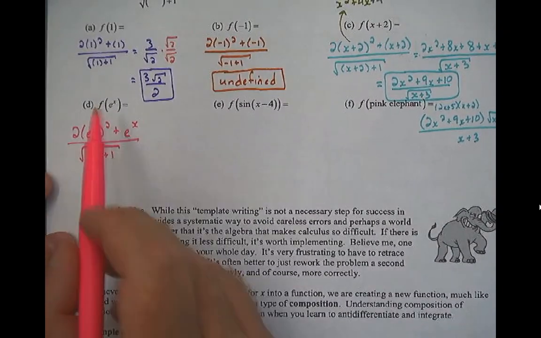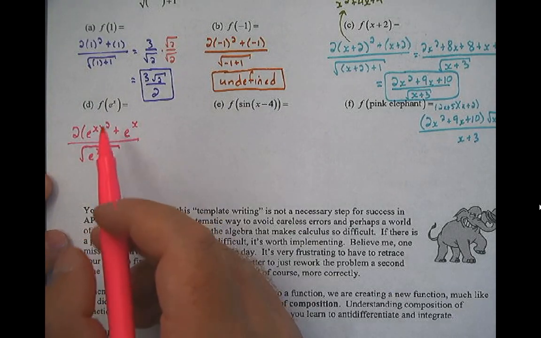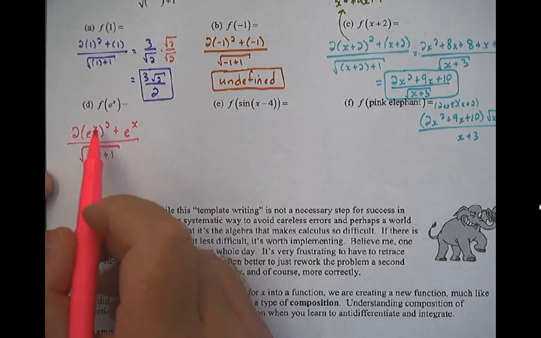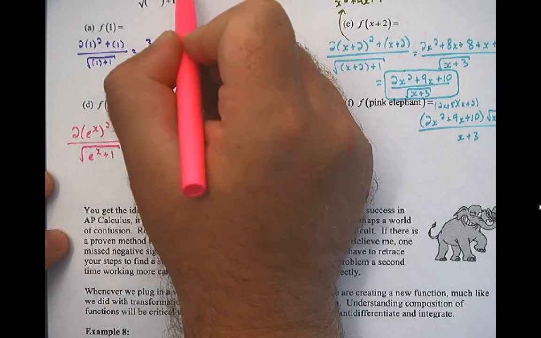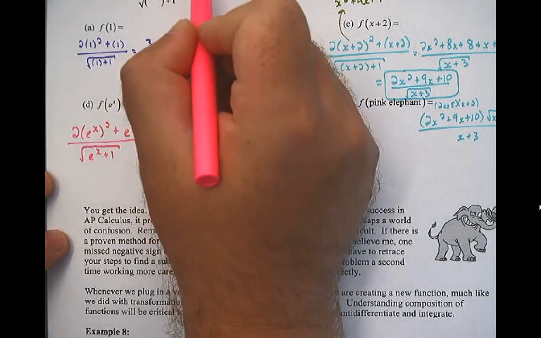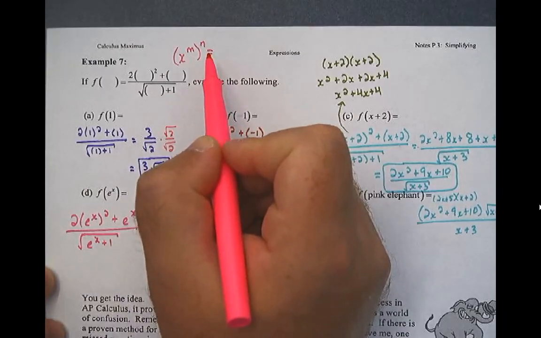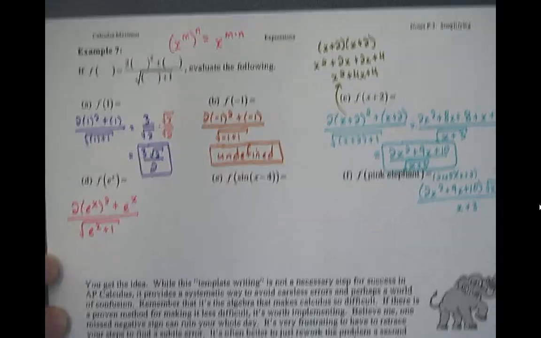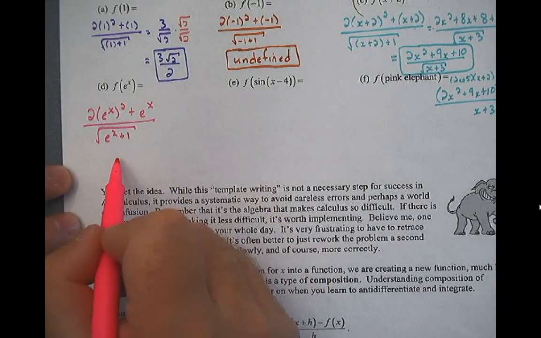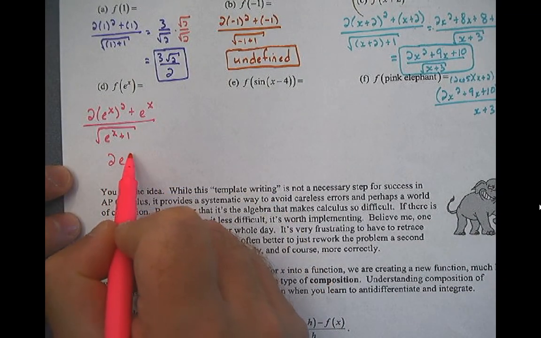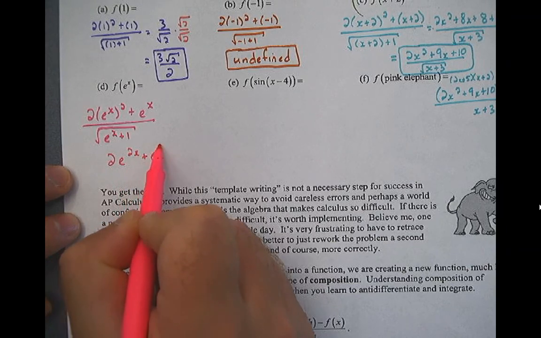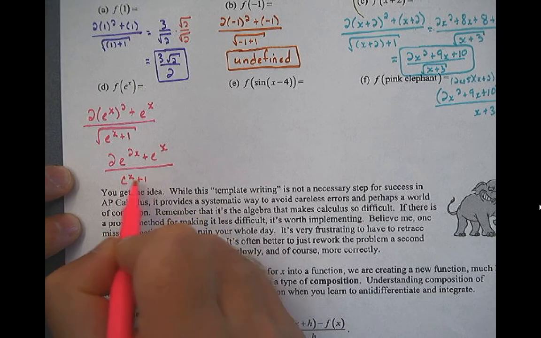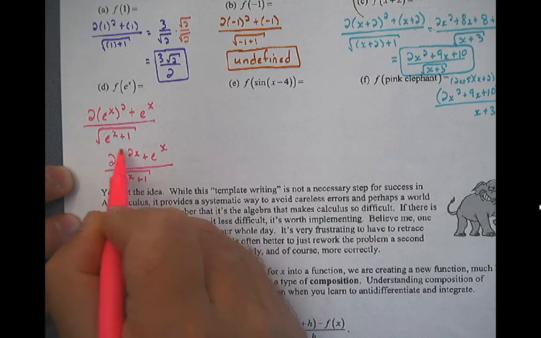Now, from here, maybe you got this far. That's pretty good. I would like you to be able to clean this up, though. E to the x to the second, so that's like x to the m to the n. Hopefully you remember that that really means x to the m times n. So I would expect you to clean this up a little bit. Maybe you'd have 2e to the 2x plus e to the x over e to the x plus 1 underneath a square root.